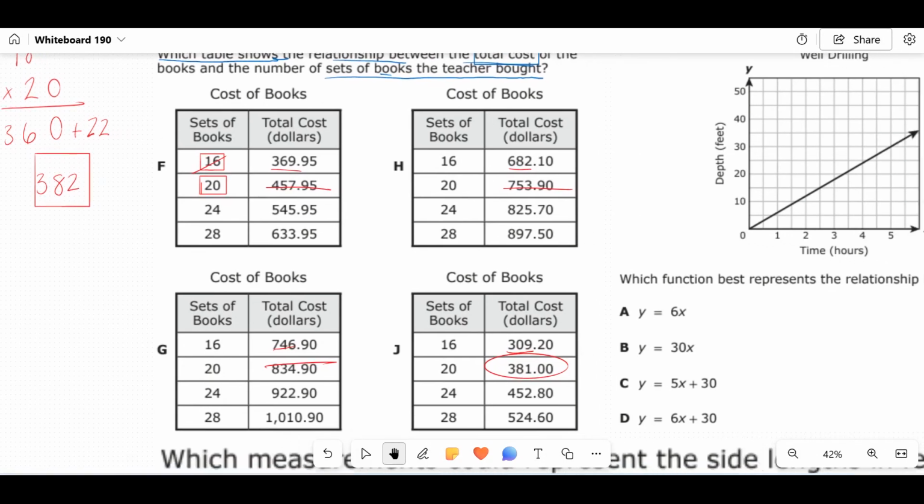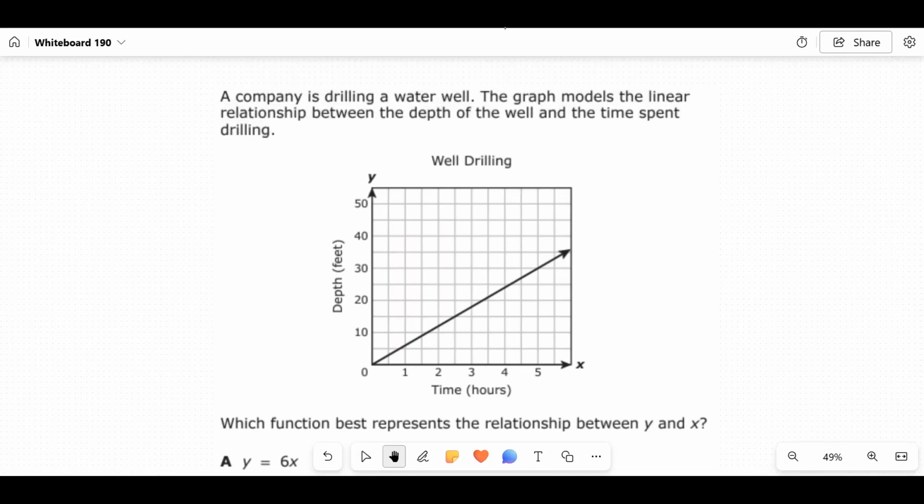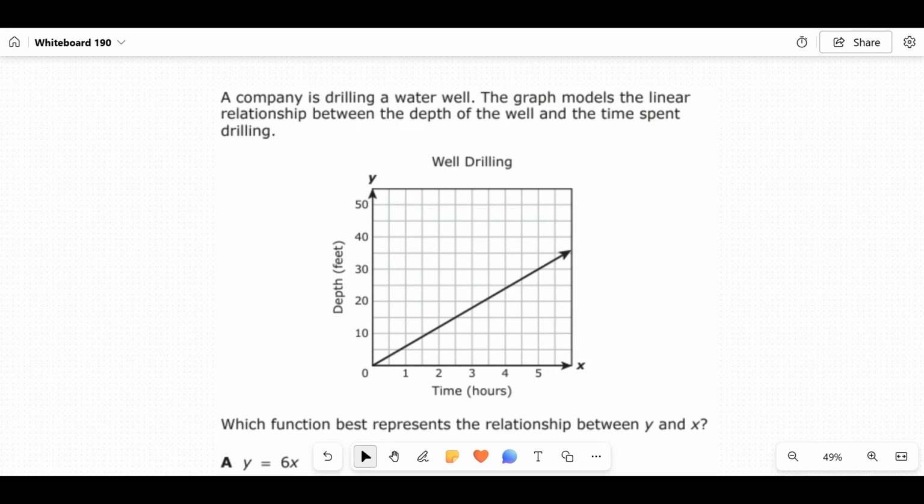Let's try a new problem. But we can once again break down some good information. They don't give us any type of numbers in the actual word problem, but they do give us a graph, and graphs will always give us our numbers. We have time and we have feet. So there is a relationship happening between the time and the feet in this well drilling.